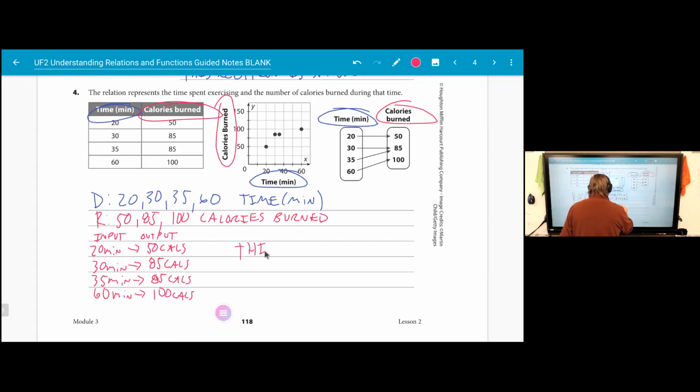This relation is a function. This relation is a function.